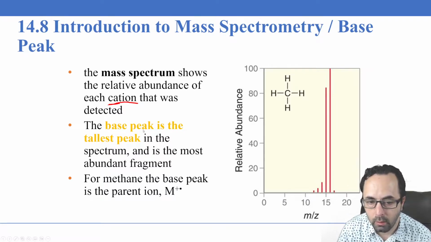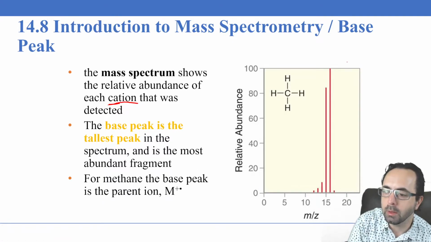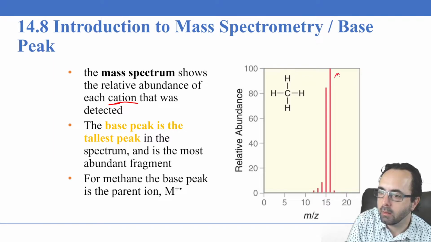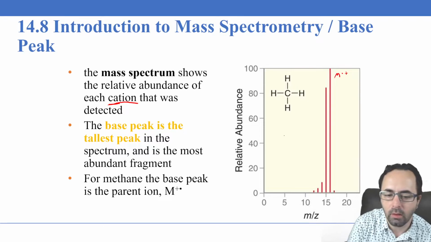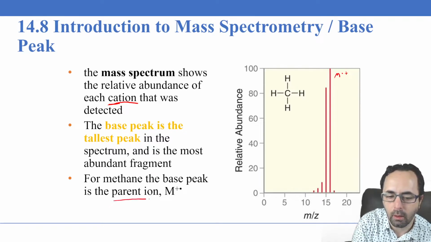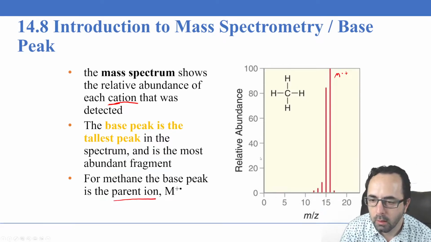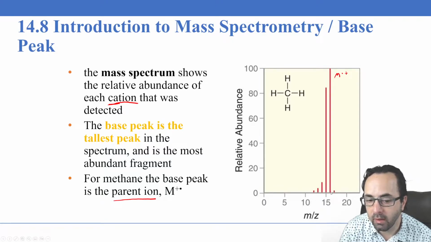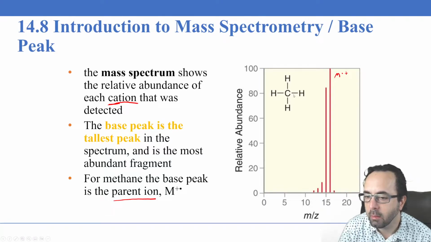Often, the base peak, the molecular ion, will be the tallest peak, and so we would label it like here. This is probably the molecular ion, so we would label it M dot plus. It's also called the parent ion a lot of the times. And so the molecular ion here is at 16, which makes sense, right? Because the mass of this CH4 is 12 for carbon, if it's a carbon-12 isotope, and 1 for each hydrogen, assuming they're all hydrogen-1. And so 12 plus 4 is 16.